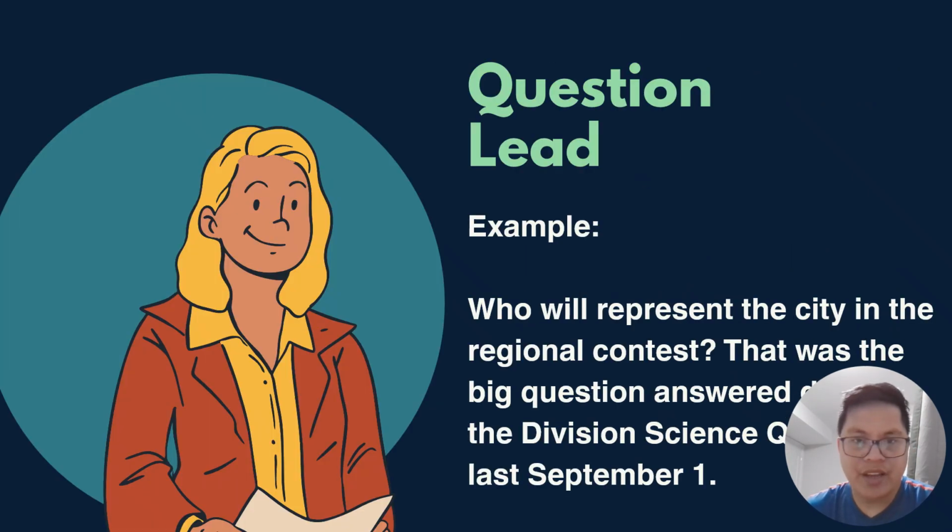Now the fourth type of lead is called question lead. This lead begins with a question to make the reader curious. For example, who will represent the city in the regional contest? That was the big question answered during the Division Science Quiz Bee last September 1.